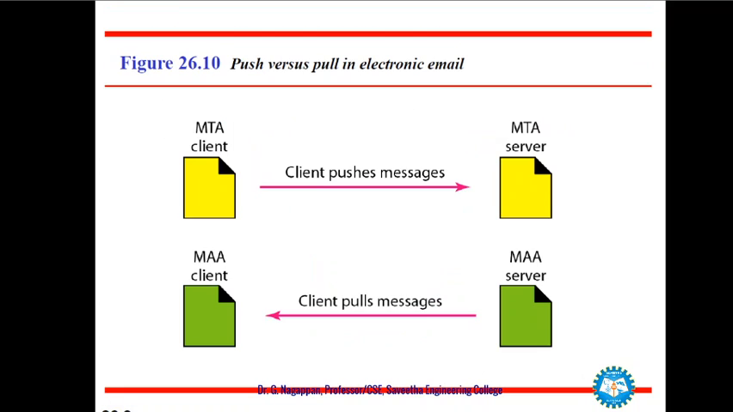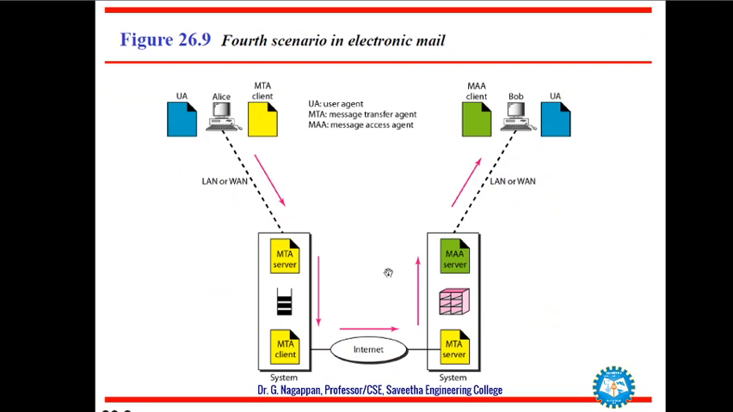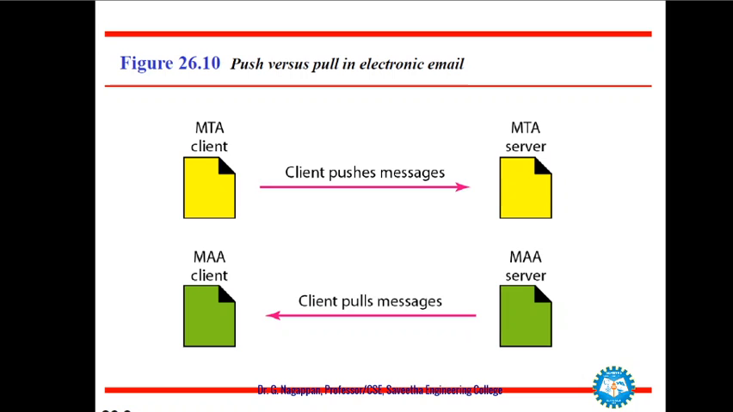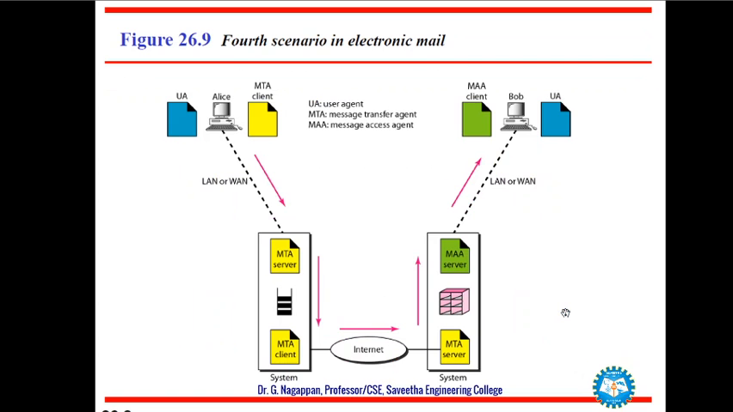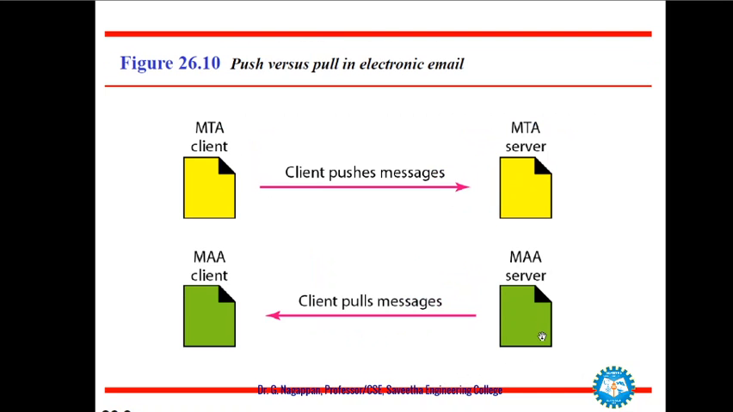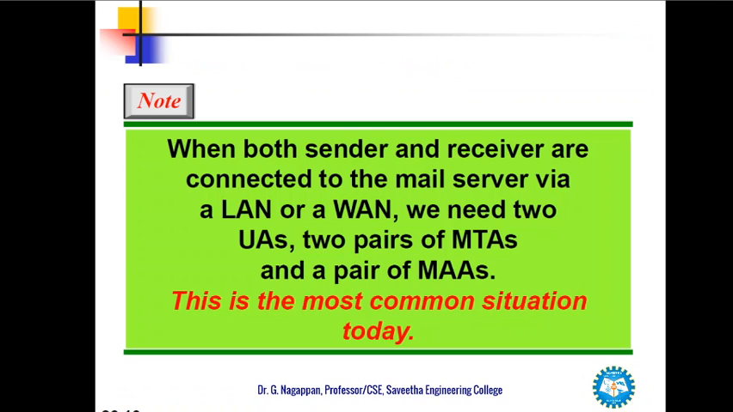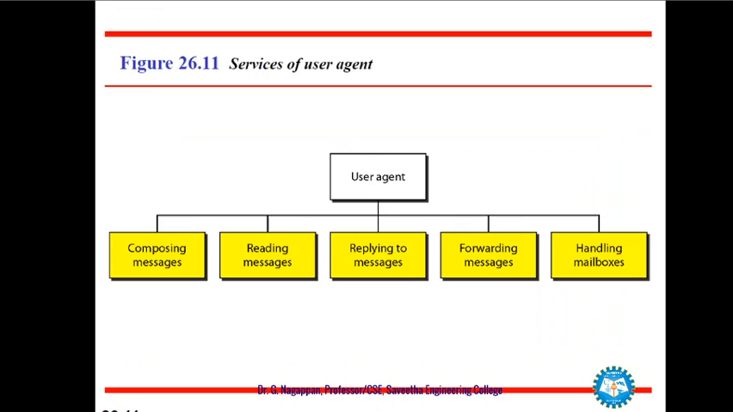Whereas at the receiver side, from the MAA client, from the message access agent, the message has to be pulled by the receiver. That is called pulling. So the message access client is going to ask the server and pull the messages towards itself. So this is push versus pull in email. So this is the scenario we have now.